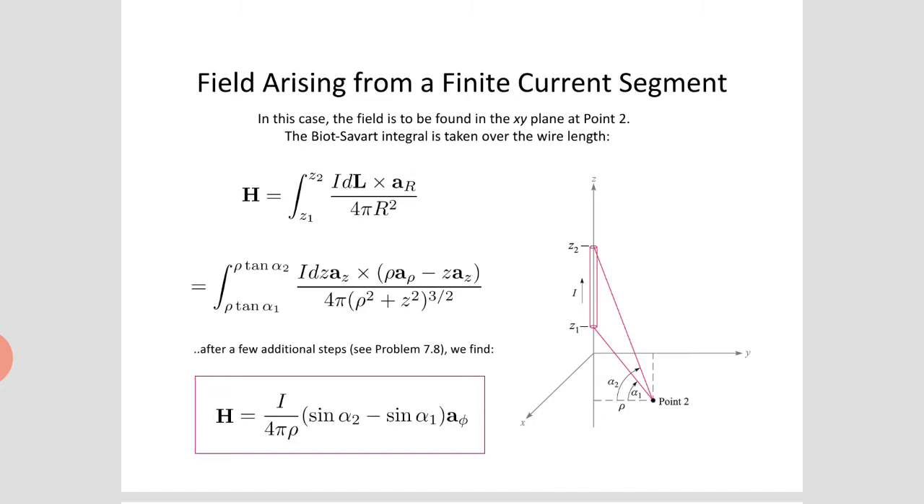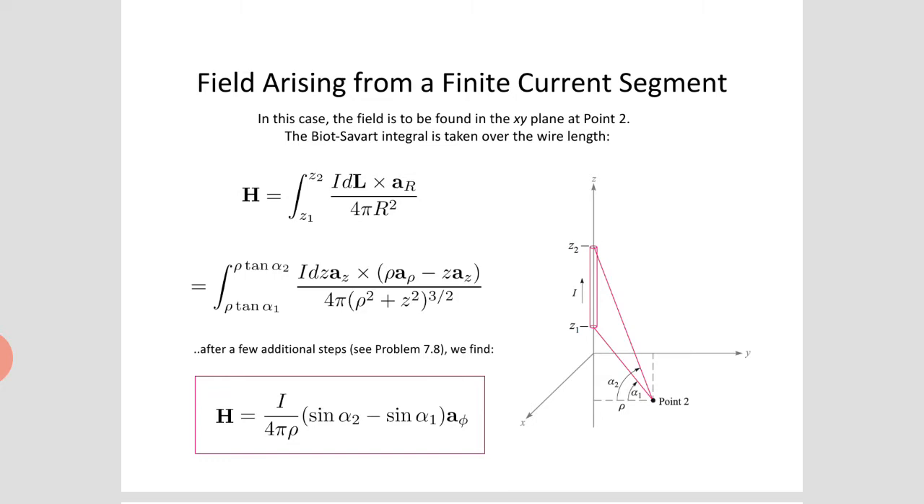So you can see Z1, Z2 is nothing but the finite length through which current I is flowing, and we have alpha 1 and alpha 2. It is the angle made between this finite length and point 2. Therefore Z1 and Z2 values are considered as rho tan of alpha 1 and rho tan of alpha 2. As previously considered, the same equation is used here: I dz az cross product, which is nothing but the cross product with bracket rho a rho minus z az, divided by 4 pi rho square plus z square raised to 3 by 2.